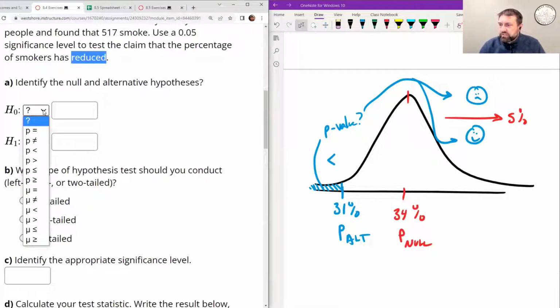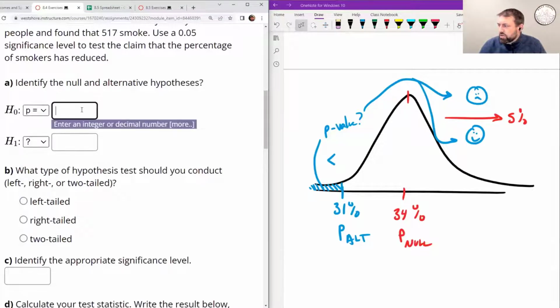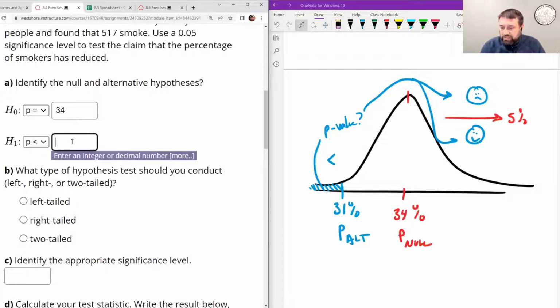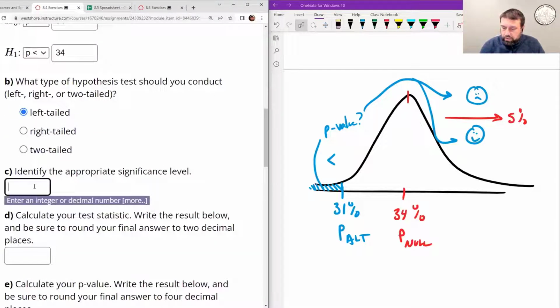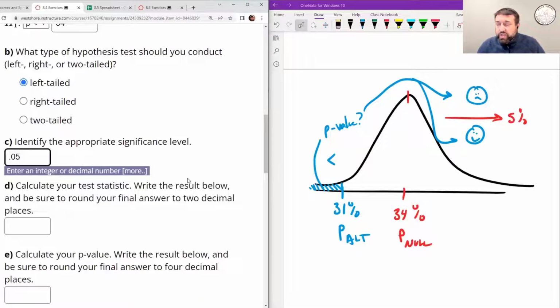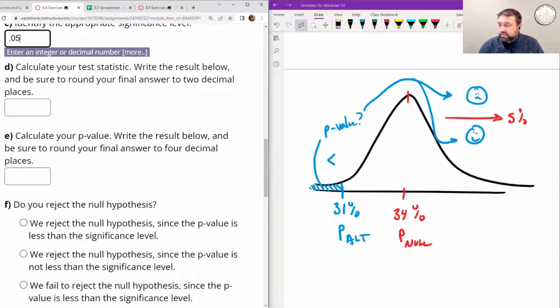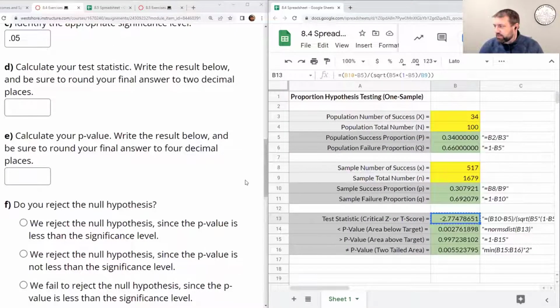The null hypothesis is that we're not using mu's, we're not using means, that the proportion of success is 34%. Our alternative is that the proportion is less than 34, because it's reduced. This is a left-tailed situation. Less than, right? Been reduced, less than. Our significance value is 0.05. That's our threshold. The significance value is the 5%. And now we're going to calculate our test statistic. Negative 2.77. There it is. And we got to round this to 2 decimals. So there's our test statistic, negative 2.77.